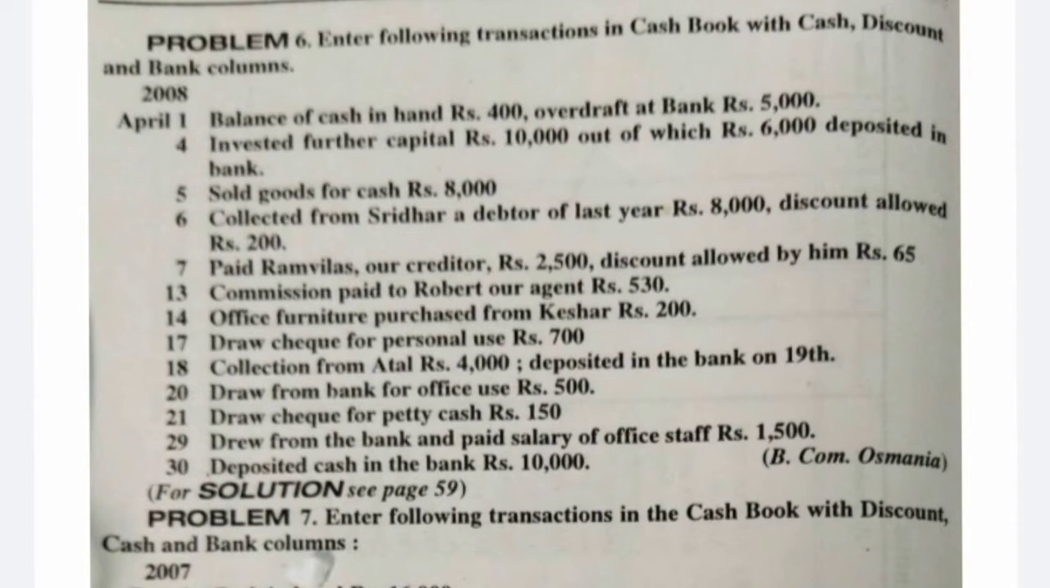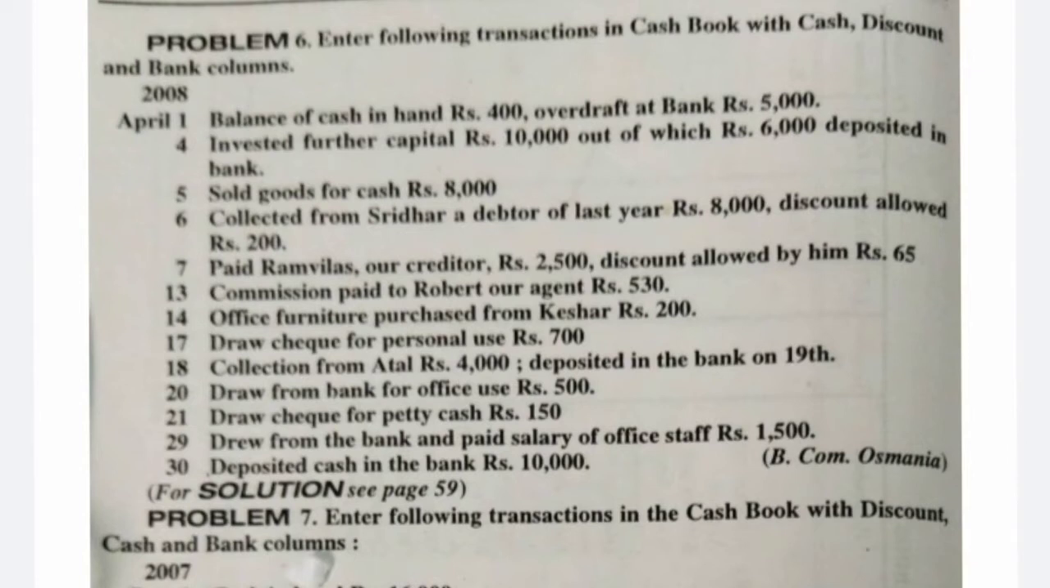Drew from the bank and paid salary for the office staff. So we have withdrawn some amount from the bank and we are paying some salary expenses of rupees 1500. So the entry would be salary expenses account debit to bank account. Salary expenses account debit to bank account will be the journal entry. We are withdrawing on the same date and we are paying the expenditure also on the same date. Okay, if we are withdrawing on some other date and we are paying on the next day, then the contra entry will come.